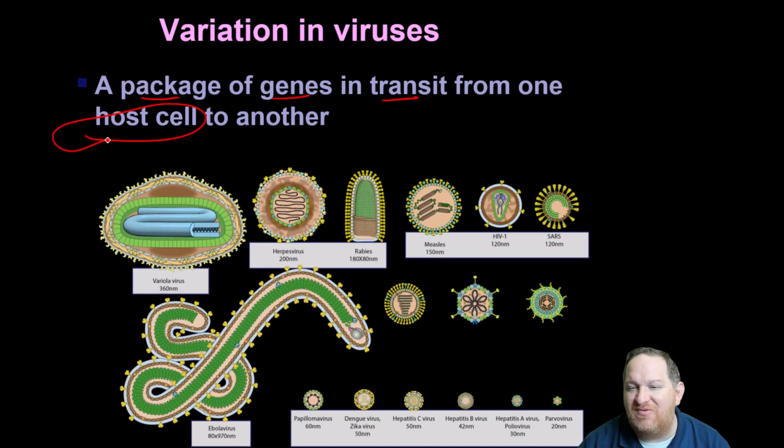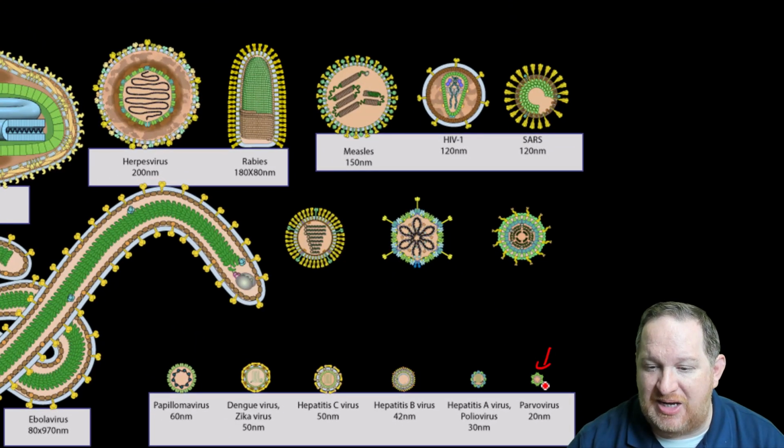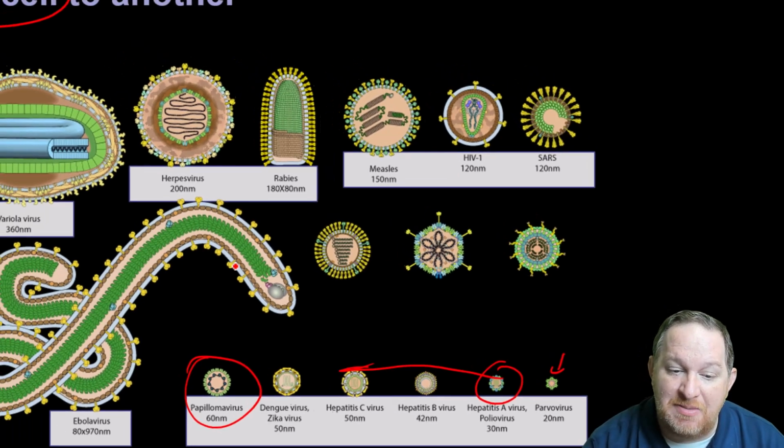So here's a lot of viruses, lots of variation. I want to point out a few things to you. Notice some viruses are super, super tiny. A lot of the parvoviruses, the hep viruses, A, B, and C, that cause hepatitis. The human papillomavirus, very small. And then you get up to some bigger viruses.